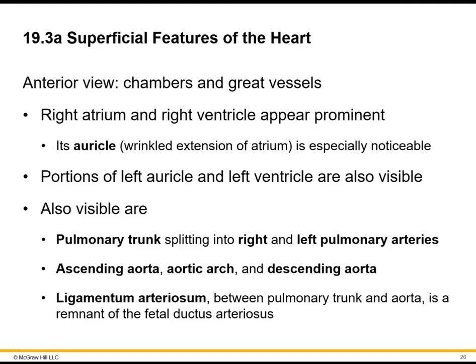All right, now let's talk about the superficial features of the heart. So what can you see on the anterior view, or when you're looking at the anterior side of the heart? Well, you can see the right atrium and the right ventricle. You can see the right atrium's auricle, which is this wrinkled extension of the atrium. You can also see portions of the left ventricle and the left auricle as well. Also visible are the pulmonary trunk, and then it splits into right and left pulmonary arteries. You can see the ascending aorta, the aortic arch, and the descending aorta.